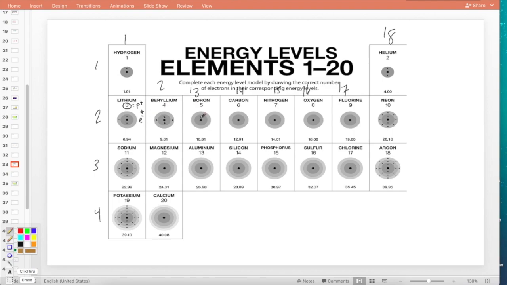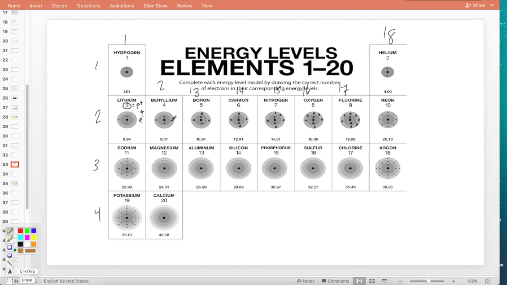Boron has a total of 5, so 2 in the first energy level, and then 1, 2, 3 in the second energy level. Carbon is going to have 2 in the first, 1, 2, 3, 4 in the second, and so on and so forth. So I've filled out the entire second period. You're just adding an electron each time.